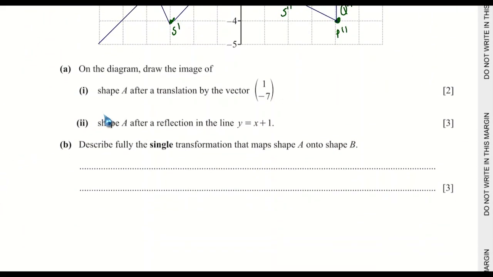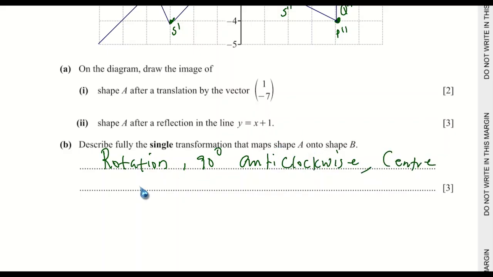So we can say the name of the transformation is rotation by 90 degrees anti-clockwise, and you could as well say 270 degrees clockwise. The center of rotation is (-2, 6). That is pretty easy, right? Let's move to the next question.